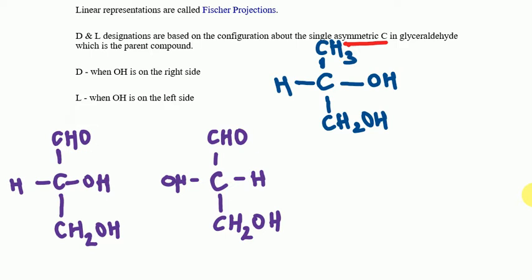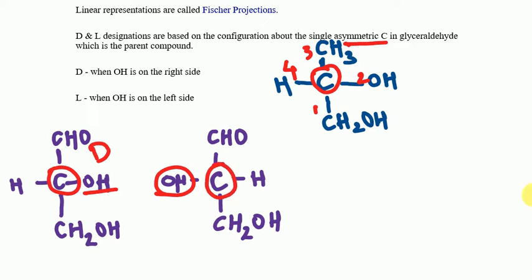them. Asymmetric carbon is the carbon atom to which 4 different atoms or groups are attached. For example, this is an asymmetric carbon atom to which different groups or atoms are attached. When OH is present on the right side of asymmetric carbon atom, then it is D isomer. When OH is present on the left side of asymmetric carbon atom, then it is an L isomer.